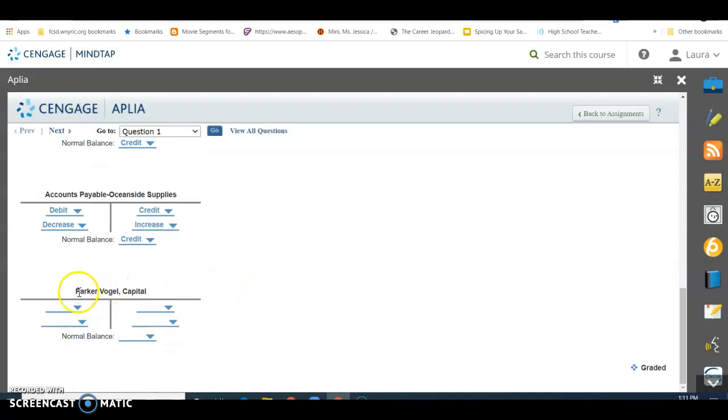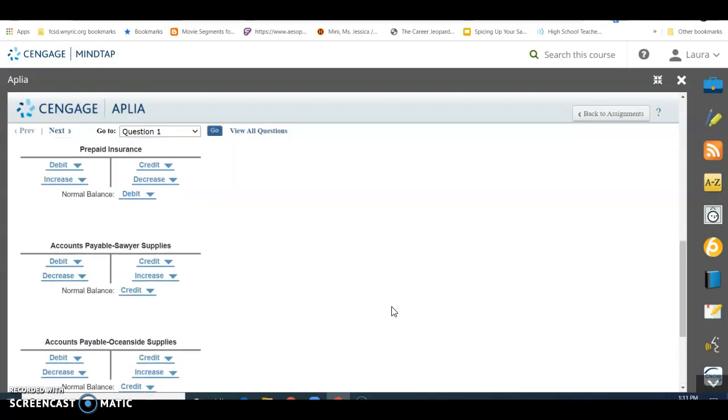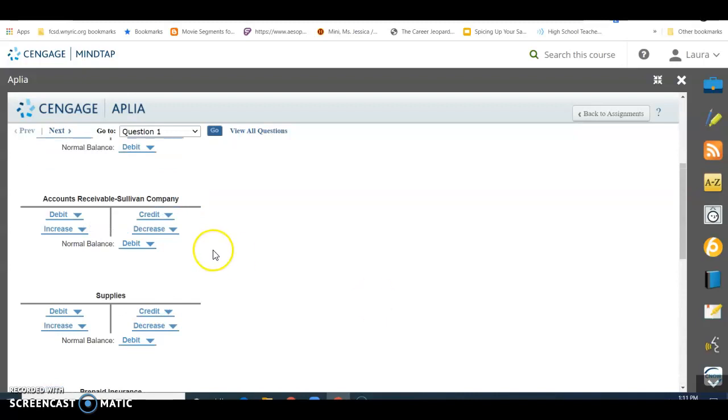Parker Vogel Capital. Parker Vogel is our owner. Debit on the left, credit on the right, that never changes. Owner's equity is on the right side of the equation, so that means the right side is the increase side, which is the credit, and the debit is the decrease side. Normal balance is wherever it's increasing, so that's going to be on the credit side. That is the conclusion of 2-1 work together. Finish this problem and go ahead and move on to the on your own.